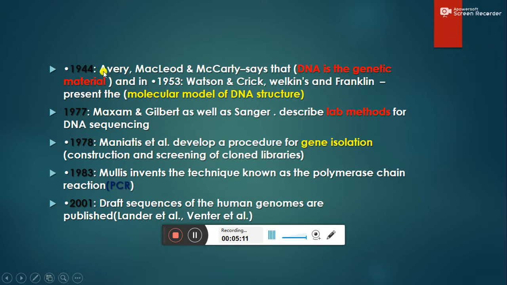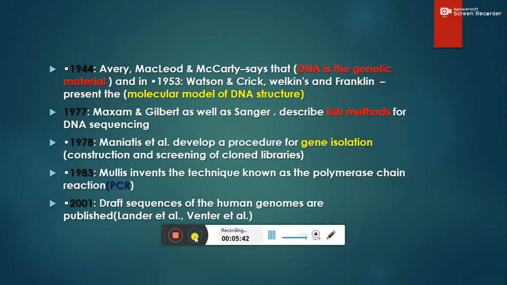In 1944, Avery, MacLeod and McCarty said that DNA is the genetic material, and in 1953, Watson and Crick, with Wilkins and Franklin, presented the molecular model of DNA structure. In 1977, Maxam and Gilbert, as well as Sanger, described lab methods for DNA sequencing. In 1978, Maniatis et al. developed a procedure for gene isolation, construction and screening of clone libraries.